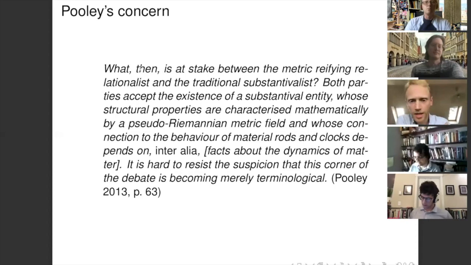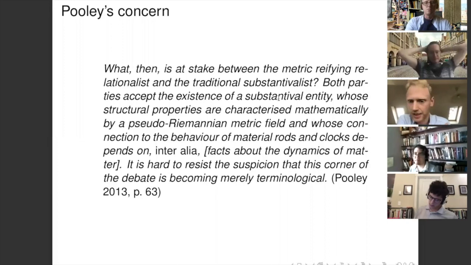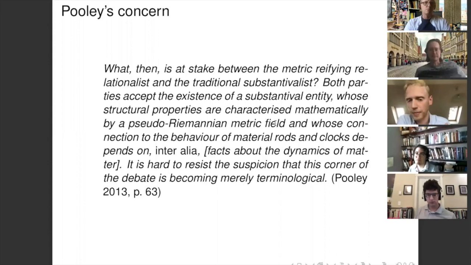He writes, "What then is at stake between the metric reifying relationalist and the traditional substantivalist? Both parties accept the existence of a substantival entity whose structural properties are characterized mathematically by a pseudo-Riemannian metric field and whose connection to the behavior of material rods and clocks depends on, inter alia, facts about the dynamics of matter. It's hard to resist the suspicion that this corner of the debate is becoming merely terminological." If in the context of GR, both parties are not accepting one, accepting two, what's left of the difference between them? A reasonable question to ask, I think.